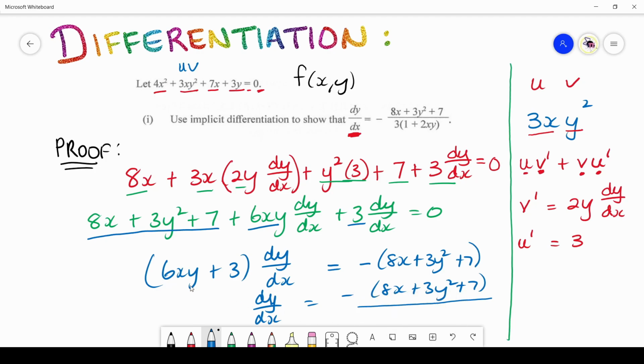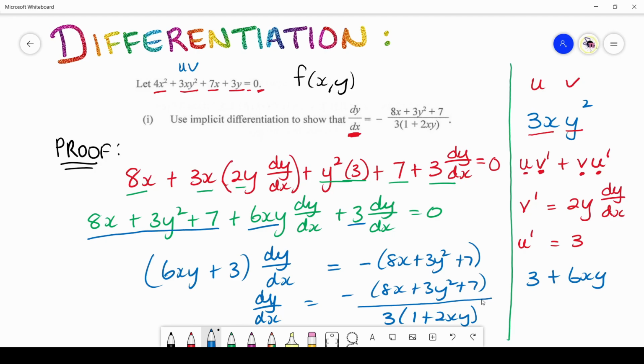So we will do the same thing. 6xy plus 3 is the same as 3 into 1 plus 2xy. You can expand and just verify if you're not sure. But if we were to multiply this, 3 by 1 gives us 3, and 3 by 2xy gives us 6xy. It's just written back to front.